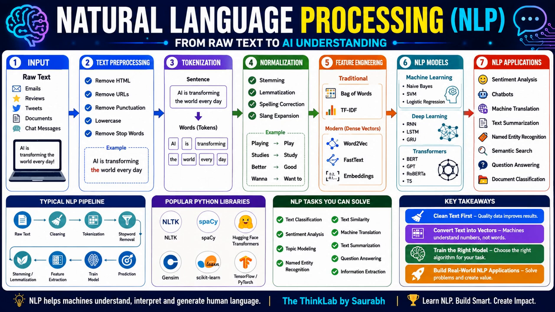NLP supports many real-world applications, like sentiment analysis, which determines customer opinion. Named entity recognition identifies organizations and locations in data. Part-of-speech tagging and dependency parsing identify grammatical relationships. Also machine translation, question answering, text classification, topic modeling to discover hidden themes, and text summarization to generate concise summaries. Semantic search retrieves information based on meaning rather than keywords.